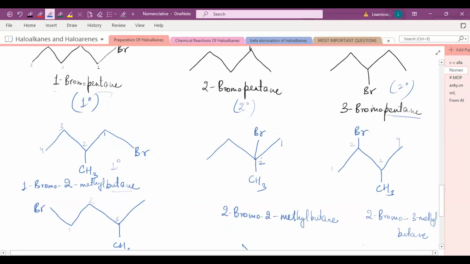Primary. Are you sure? You have to check this bromine group. The bromine group is attached to this carbon, right? And this carbon is attached to how many groups? One, two, and three groups. So it's tertiary.